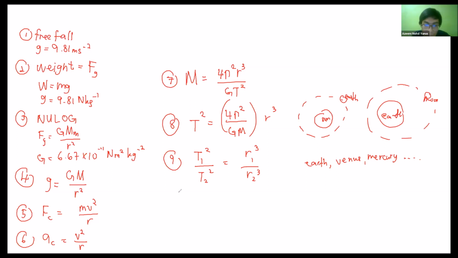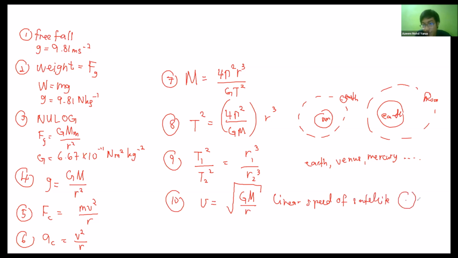Number 10 is the linear speed of a satellite: v equals the square root of GM over r. So this means we have the Earth and the moon, already outside of the Earth, already revolving around the Earth. The linear speed here is this formula. Number 11 is the gravitational potential energy, negative GMm over r.